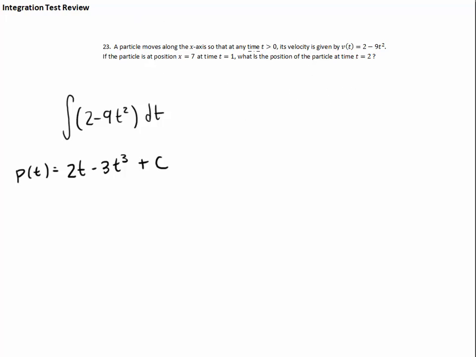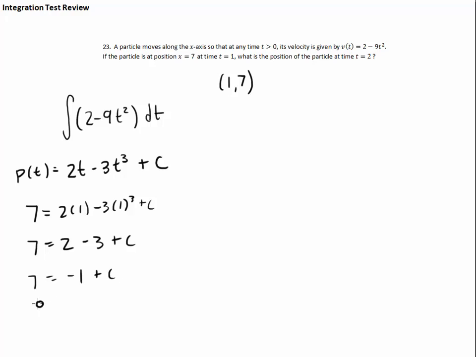Now for this particular particle, if I plug in 1, I get out 7. So I'm plugging 1 in for t. I have to get out 7 for x, or my position. This will help me find my c value. So I plug in 1 for t, I have to get out 7. All right, so we get 7 equals 2 minus 3 plus c. 2 minus 3 is negative 1. So that's 8. 8 is my c value.